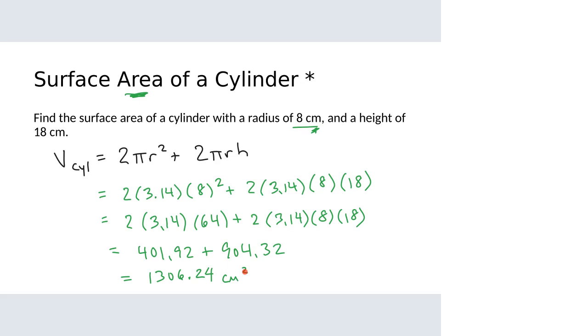Before we move on to the review for the final quiz, does anybody have questions about arc length, volume and surface area of a box, volume and surface area of a cylinder? All right, very good.